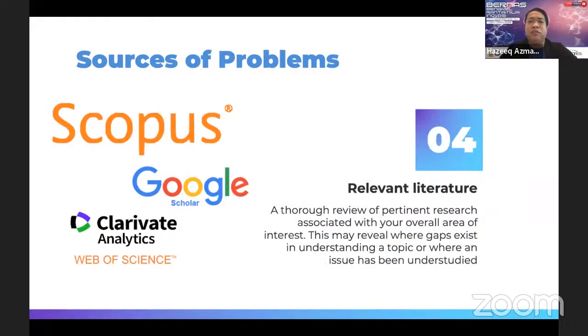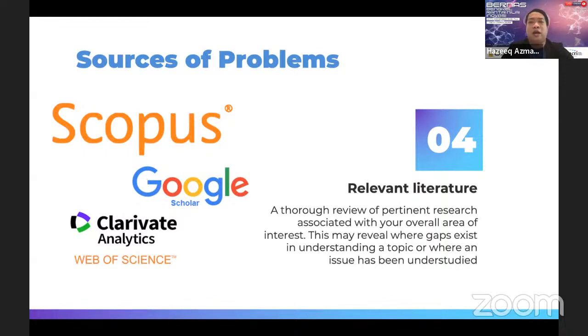All right. And then number four, based on relevant literature. This is very common for academicians. So we read literature to find a research gap. There are a lot of different sources that we can refer to, such as Scopus and Web of Science, as well as the free database Google Scholar. So these are the main sources to find papers and research articles.